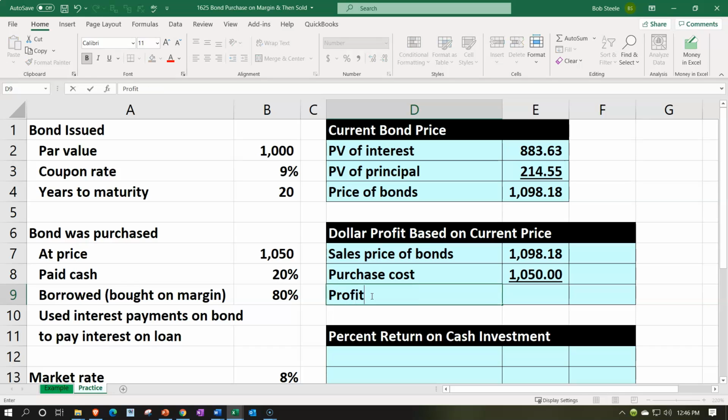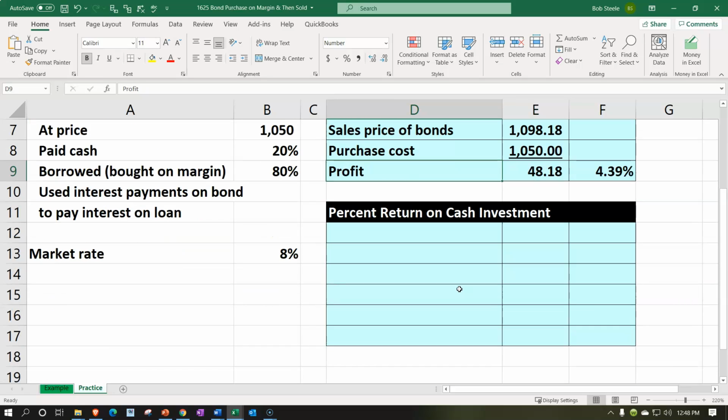So the profit is then going to be equal to what we sold it for minus what we bought it for. And let's add some decimals there. Number group, couple decimals. So we got 48.18. If we look at the margin there, if we take a look at the profit divided by the sales price of the bonds, making that a percent, numbers group, and percentifying that, adding a couple decimals, we've got basically a profit margin of that 4.39%.